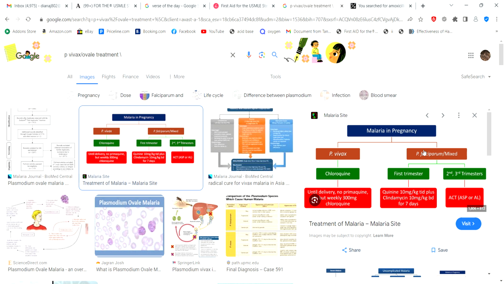So malaria and pregnancy. So let's see. P. vivax, give chloroquine. Okay. So basically, for P. vivax and ovale, give chloroquine and also add primaquine because you need to kill the hypnozoites.